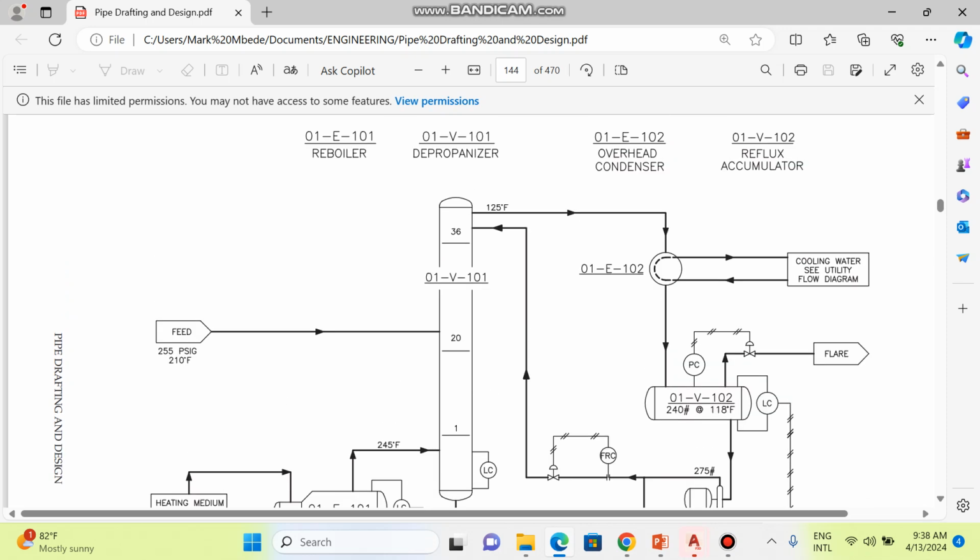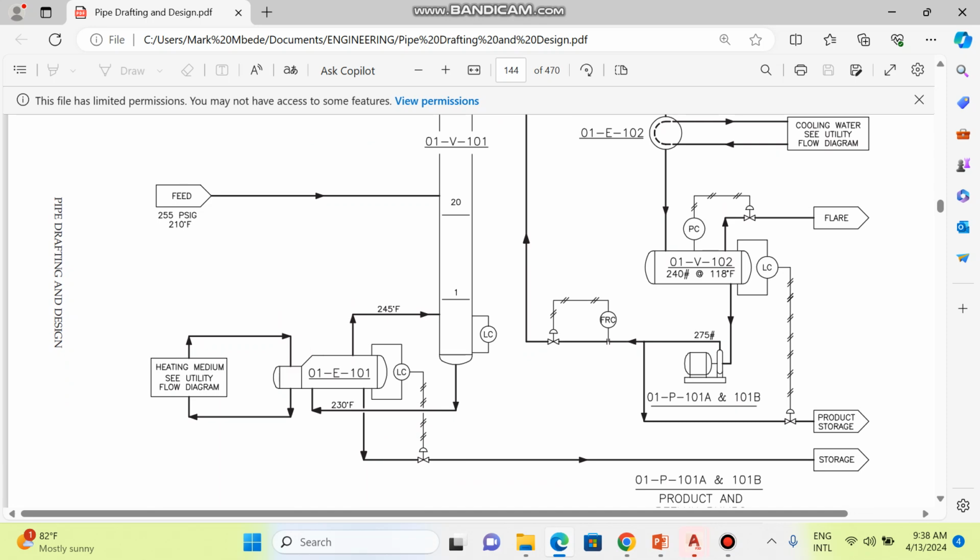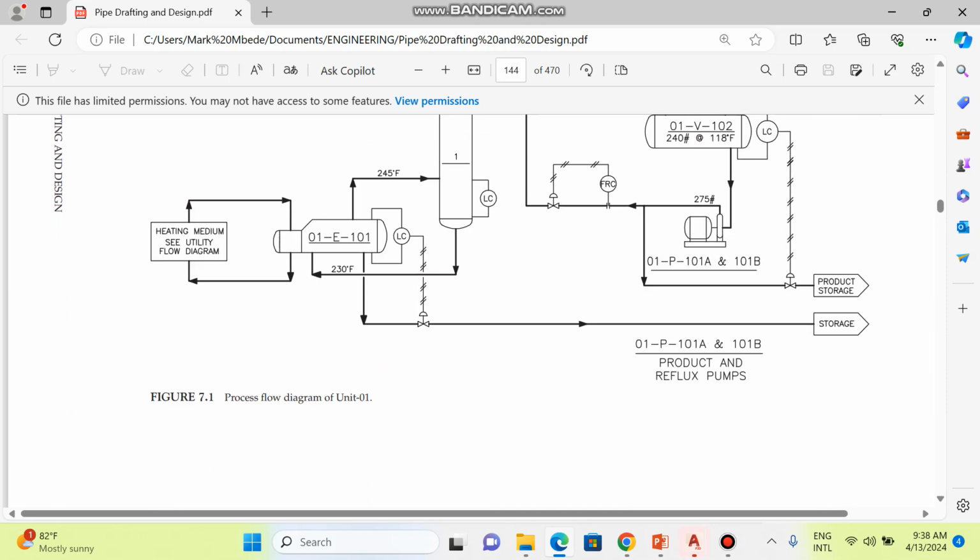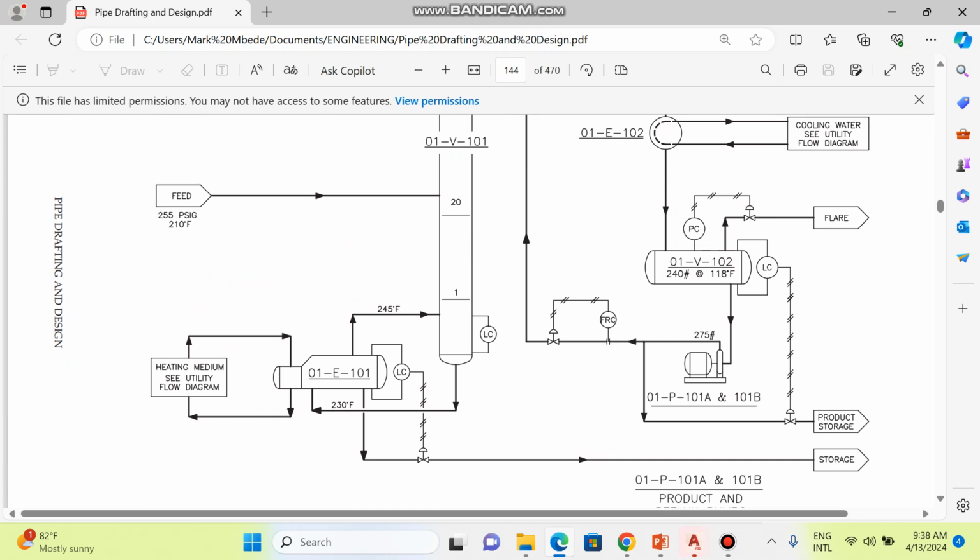So from this place now, at this temperature, with a level controller, it goes down into this reboiler here. And from this reboiler here, we have a heating medium utility flow diagram, maybe from a heater, sending heat to this place. Where it condenses, it passes through this reboiler, takes it back for reheating again, and then it's a continuous process.